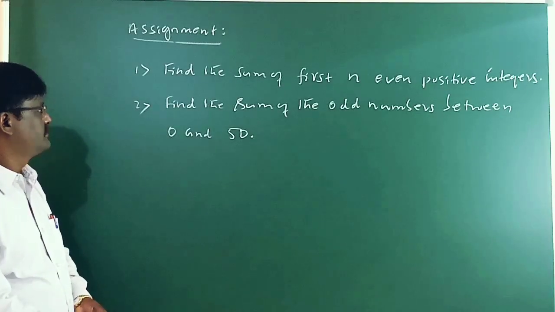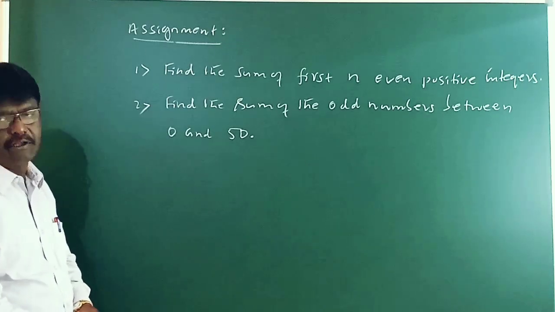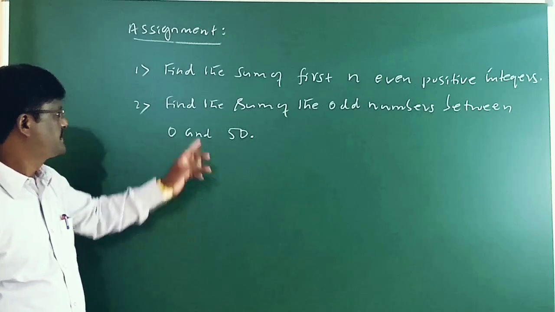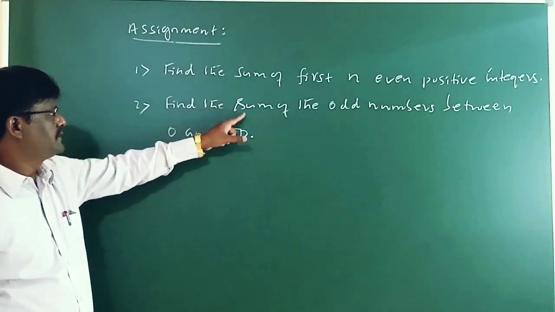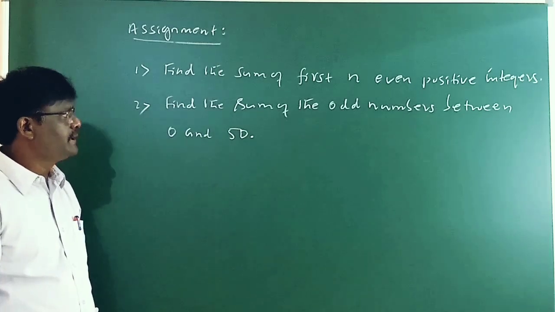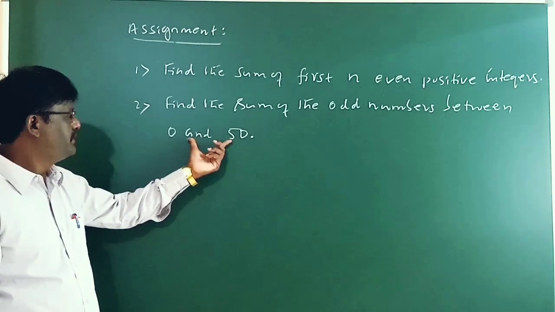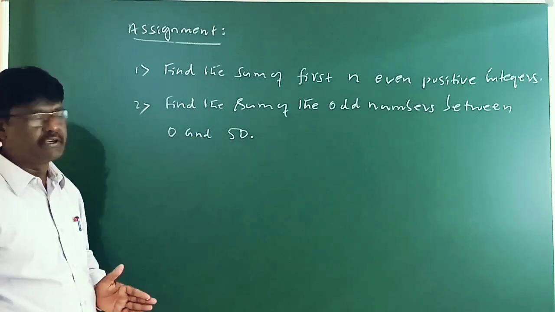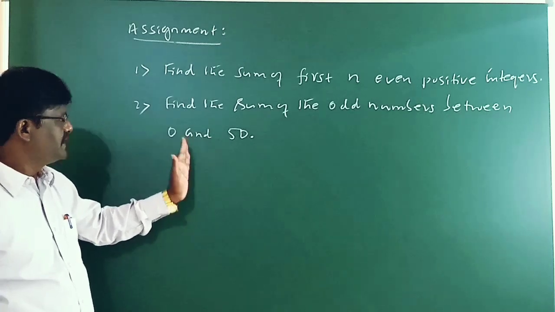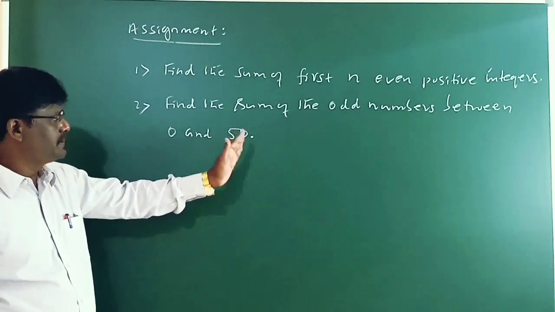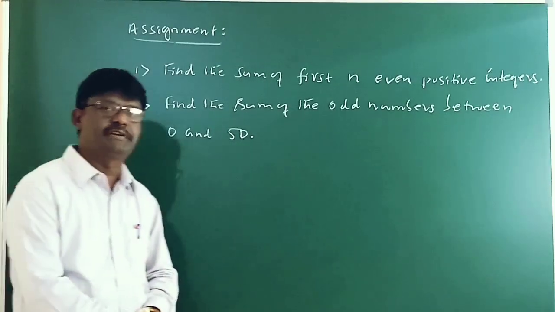Today's home assignment, children. Find the sum of first n even positive integers. Next, this is of course quite interesting, just you try. Find the sum of the odd numbers between 0 and 50. Here, between means we have to exclude 0 and 50. That means here S equals 1 plus 3 plus etc. plus 49. We'll continue in the next class. Thank you.